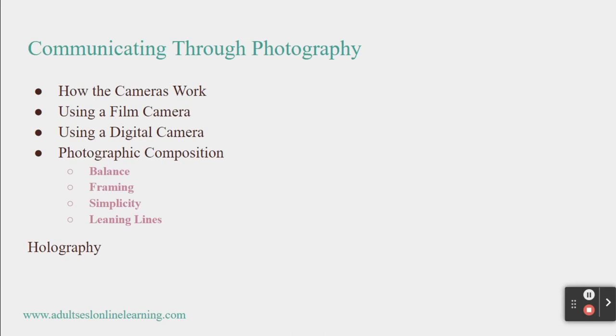Using a digital camera. Digital cameras record images electronically instead of on a film. Digital cameras store images as digital information. Photographic composition. Composition is the way in which all the elements in a photograph are arranged.